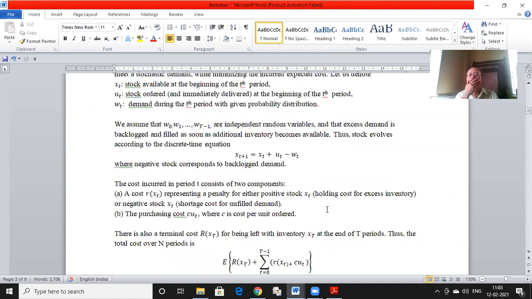Now, what am I trying to manage? What is my overall cost and profit function? I have two components here.